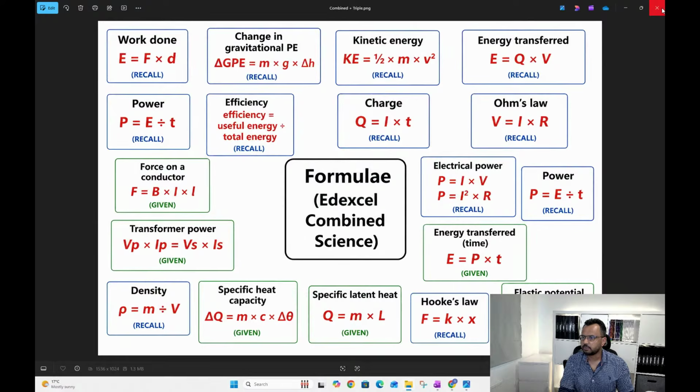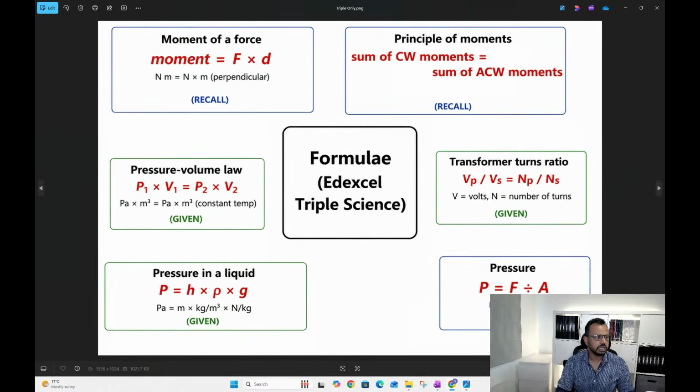Now let me get the triple only bits here. So here you can see the moment stuff is triple only. For AQA, actually, it's for both combined and triple, but here it's on triple only. Principle of moments. Pressure, this is the Boyle's law stuff, P1 V1 equals P2 V2. Transformer ratio calculations could be actually combined as well. Pressure in the liquid, P equals H rho G, and the basic pressure stuff. So these are the things that you need to know, right?